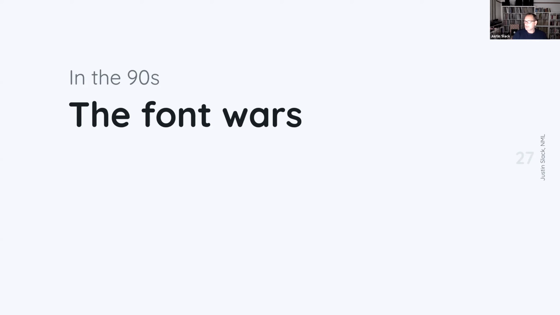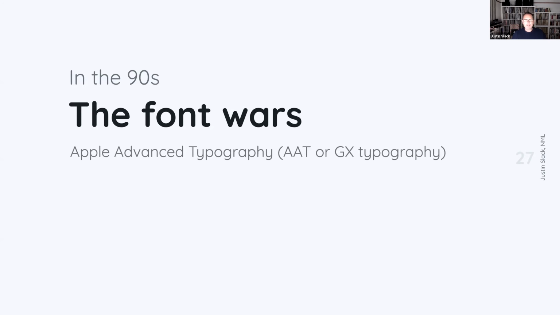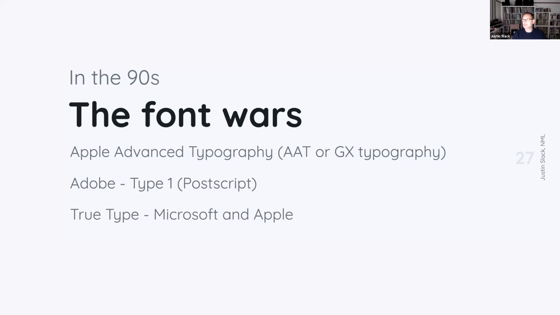And there were a lot of weird things that happened. Apple proposed something called Apple Advanced Typography. Adobe proposed something called Type 1, which came to be known as PostScript. Then, in a weird turn of events, Microsoft and Apple got together and proposed something called TrueType. And then, in another weird turn of events, Adobe and Microsoft got together and proposed OpenType.